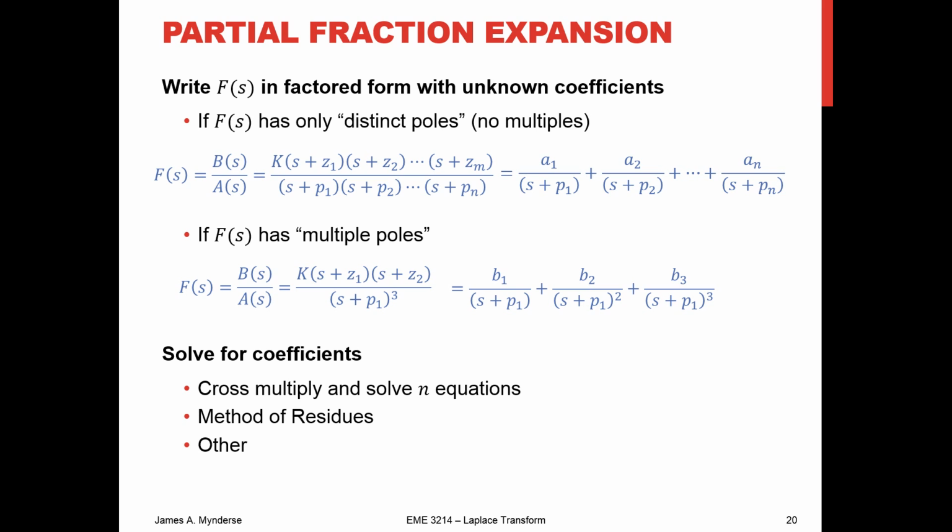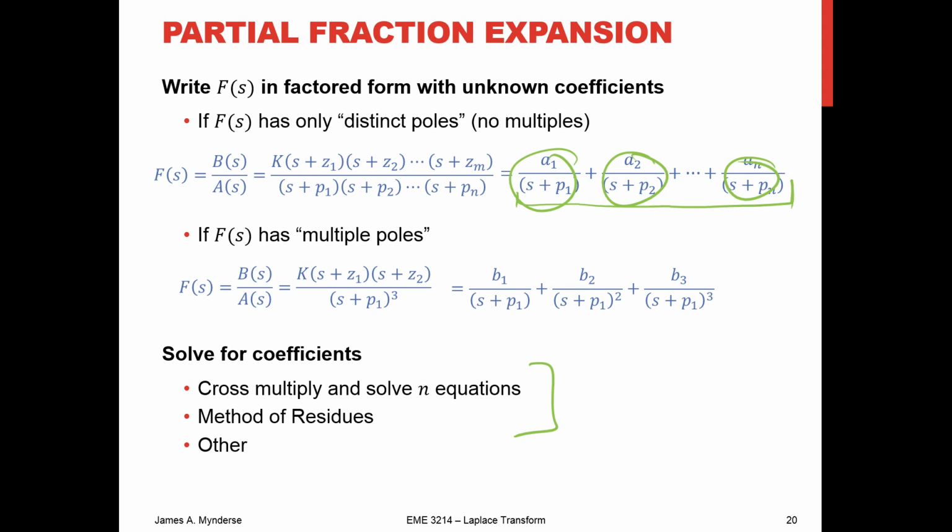Certainly, we could cross multiply and figure out what a1 through an are going to be, or we could apply the residue formula, which conveniently I was just writing down there. So we could cross multiply and solve, or we can use the method of residues, and there are other tricks to it. But once we've got each one of these terms, each one of those should be something off of our table that we can easily inverse Laplace back to the time domain.